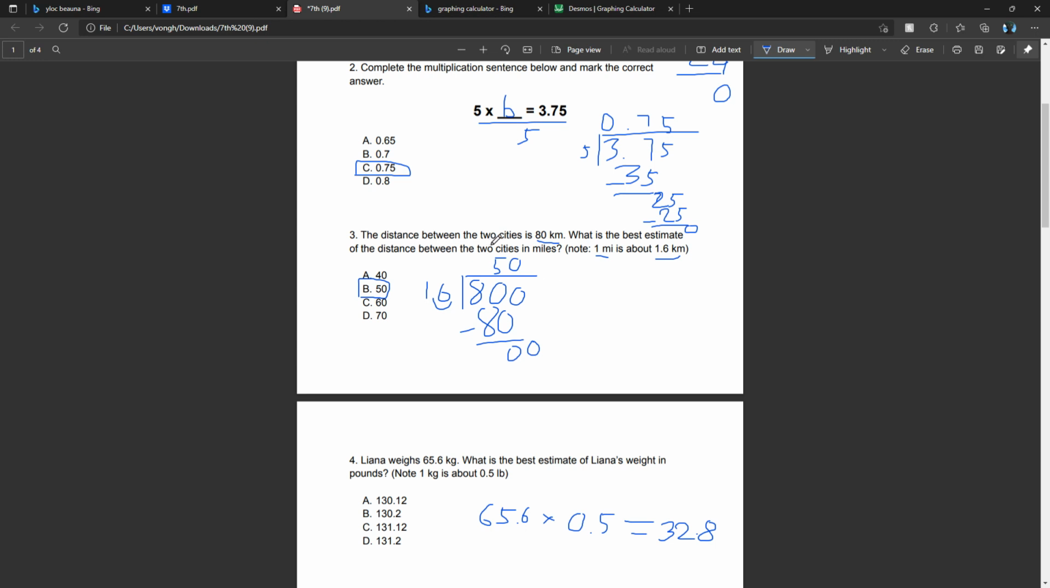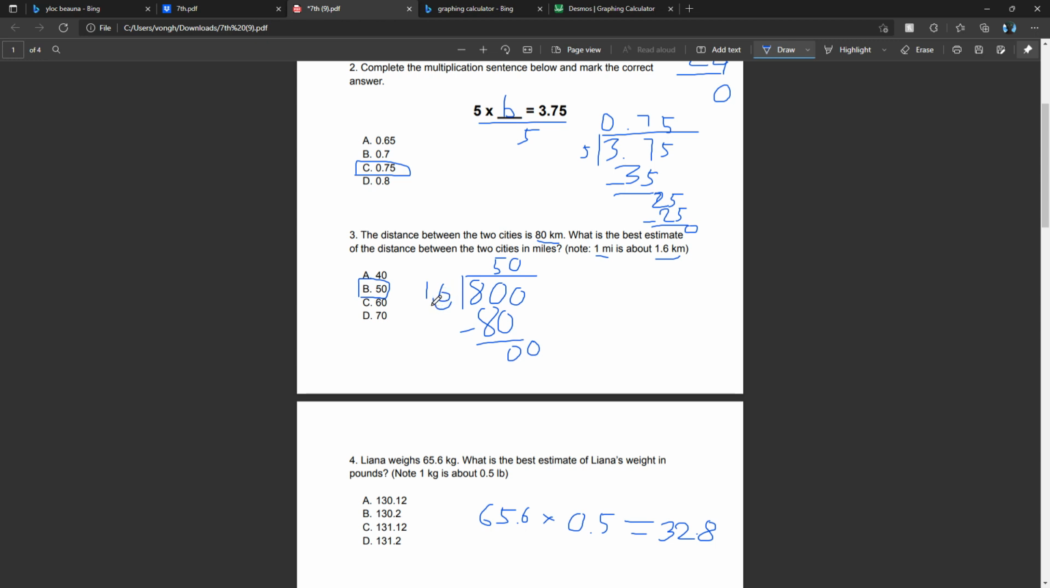The distance between the two cities is 80 kilometers. What is the best estimate of the distance between the two cities in miles? And it gives us the conversion. 1 mile is about 1.6 kilometers. So all you have to do is take 1.6 and you do 80 divided by 1.6.